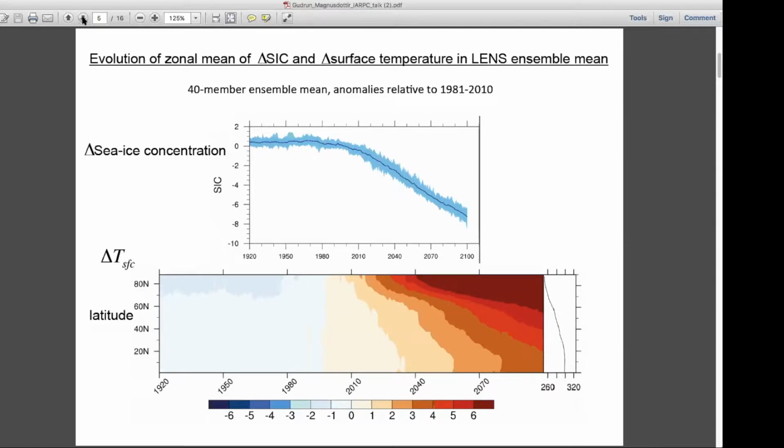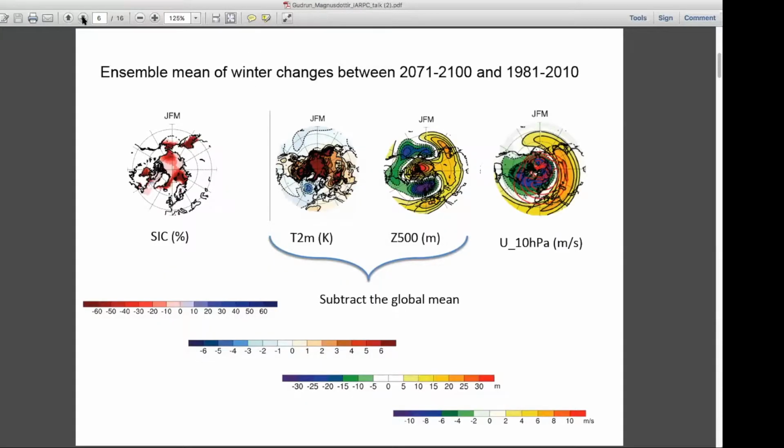Next slide, please. I will show the results always in terms of the ensemble mean of the change between two 30-year periods, at the end of the century and the beginning of the century. I'm going to focus on winter, and that's what is shown here. This shows the January, February, March mean sea ice concentration signal at the end of the century. You can see the extensive loss of sea ice.